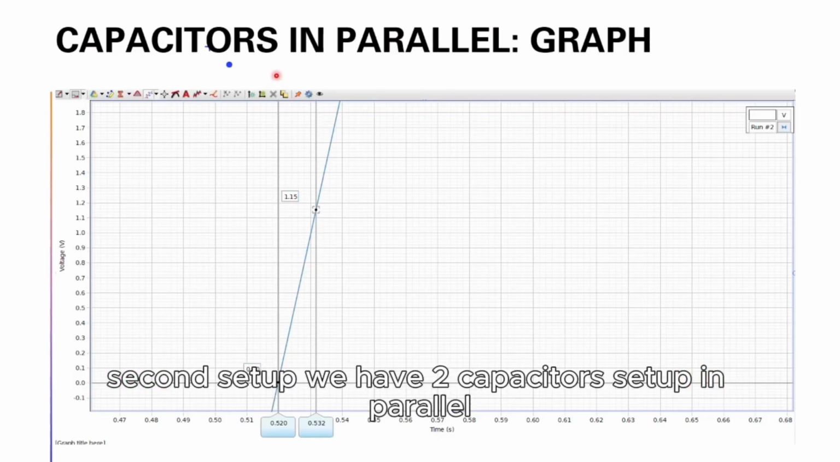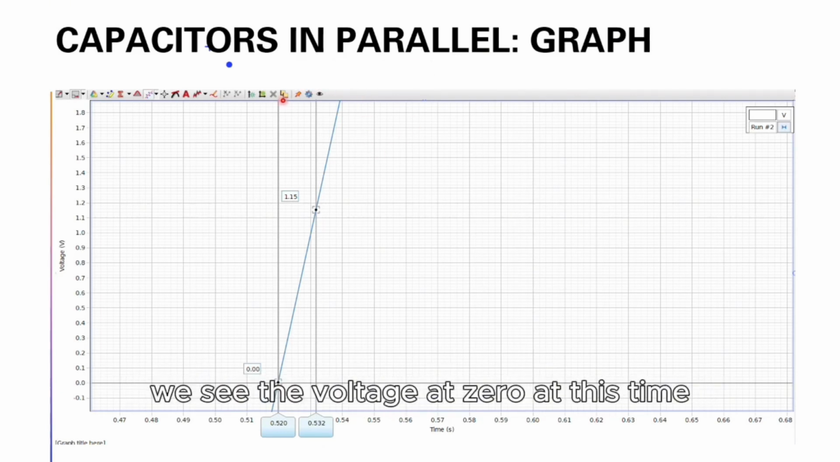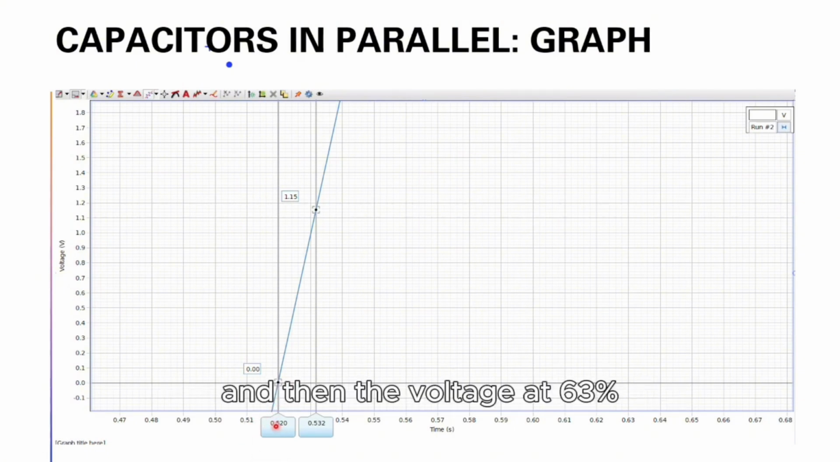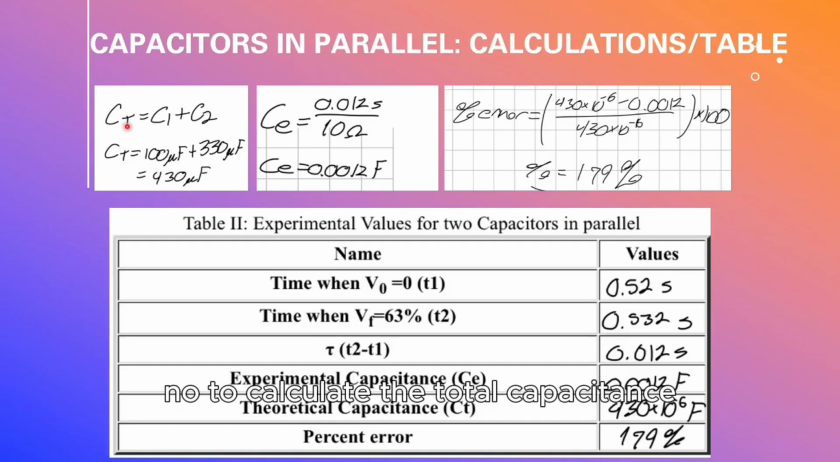Second setup, we have two capacitors set up in parallel. This is a graph that came with the reading. We see the voltage at 0 at this time, and then the voltage at 63% of being completely charged. The formula to calculate the total capacitance of two capacitors placed in parallel is just adding them up. We see that the 100 microfarads and 330 microfarads gives us a total of 430 microfarads.